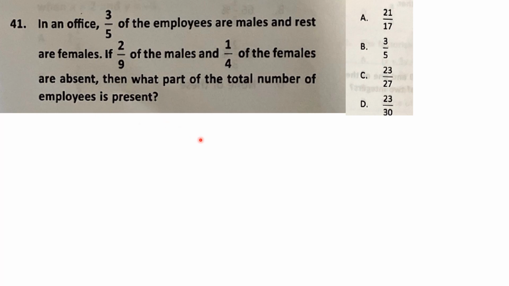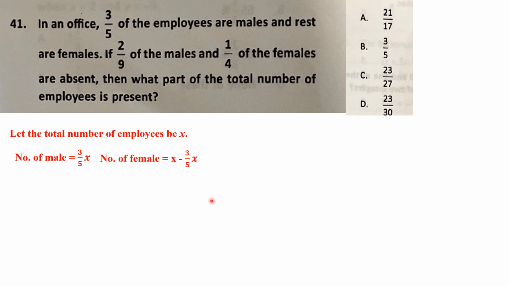We don't know how many employees there are in total, so let us assume the total number of employees is X. The number of male employees will be 3 by 5 X, because it is given 3 by 5 of the employees and I have assumed employees as X. The number of females will be the total employees minus the males, so X minus 3 by 5 X. If I take the LCM, which is 5, it is 5X minus 3X, which gives me 2X by 5. So the number of females is 2X by 5.